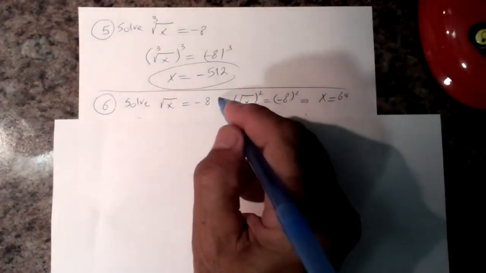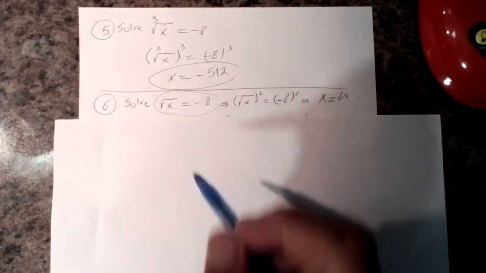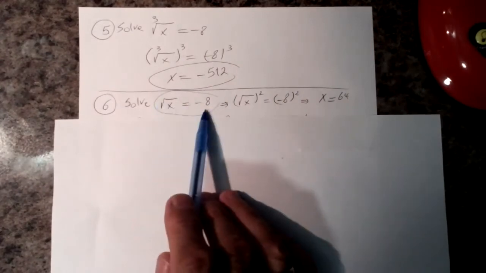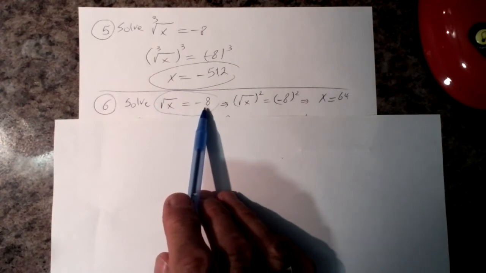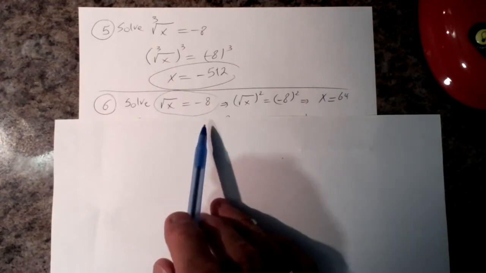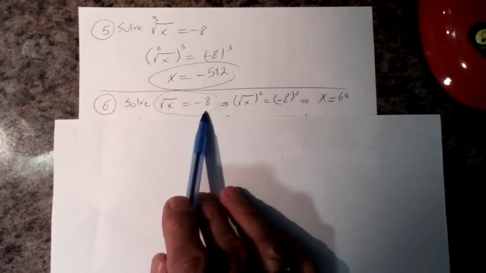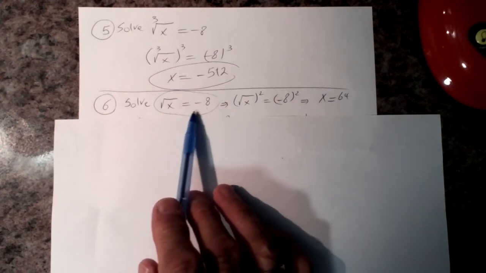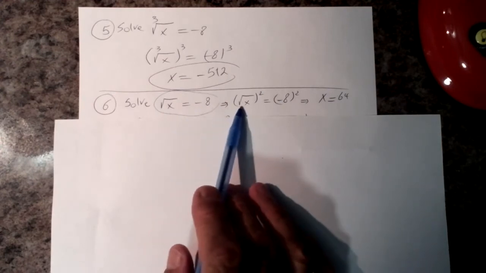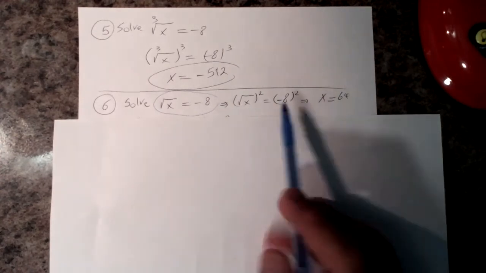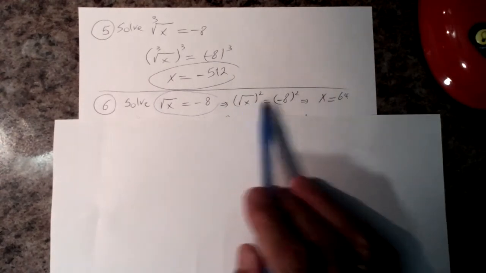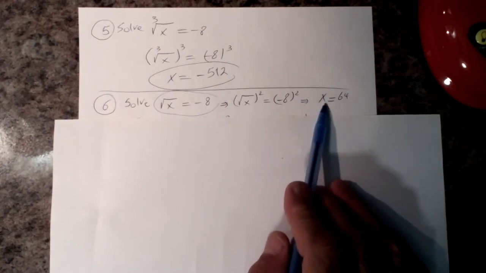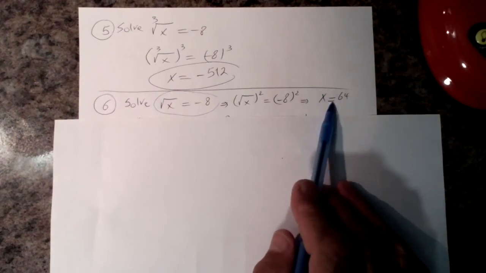Radical x is negative 8. If the root of the radical is even, like the 2 here, you cannot have a negative number here. That's wrong. You cannot find a square root of any negative number. But let's say we don't know that. We just go ahead and raise both sides to the power of 2. Radical x to the power of 2 is just x, and what is negative 8 to the power of 2? 64. Now, you think 64 is the right number, correct?